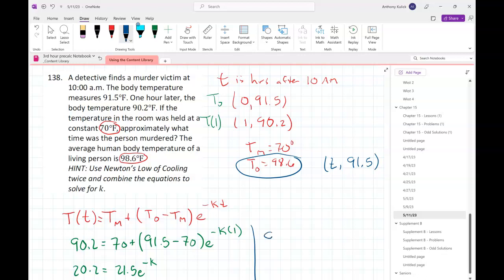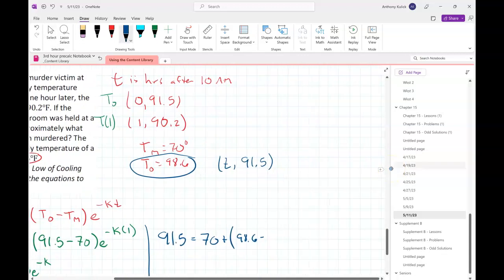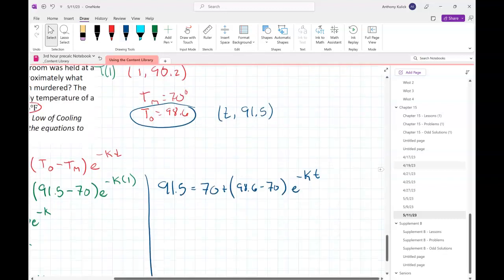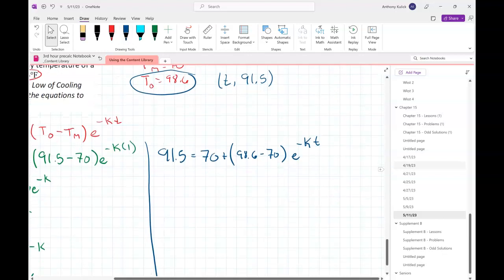So I'm going to do the same thing. I'm going to have 91.5 equals 70 plus 98.6 minus 70 e to the negative. I'm going to write the letter k there because I'm going to use that stored number from before. So I have this, and I'm going to solve this for t.